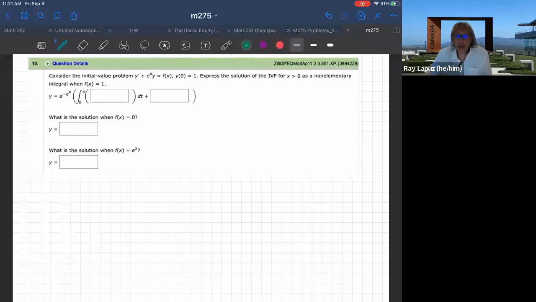Hello, this is Math 275, Differential Equations at Cañada College. My name is Lapuz, and we are doing a problem from section 2.3.